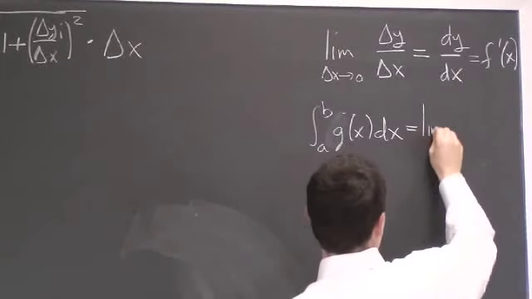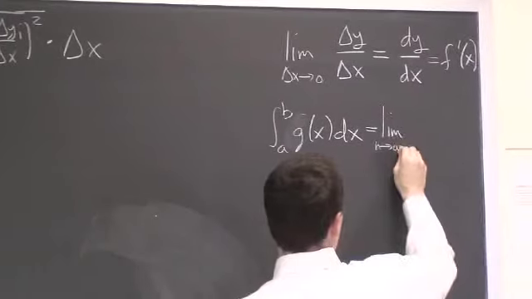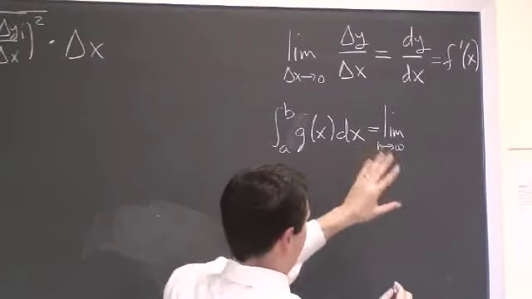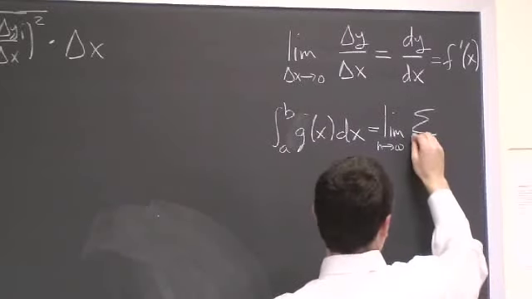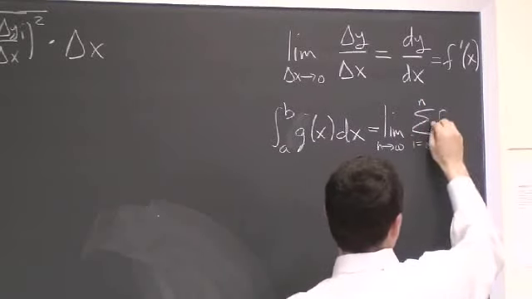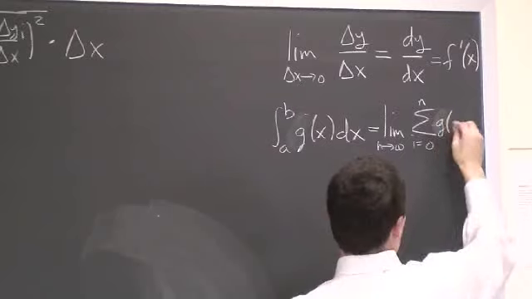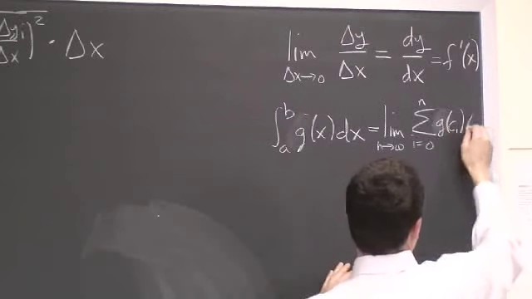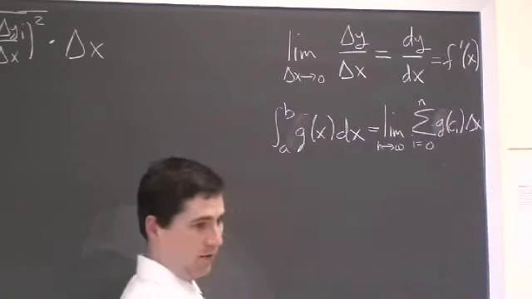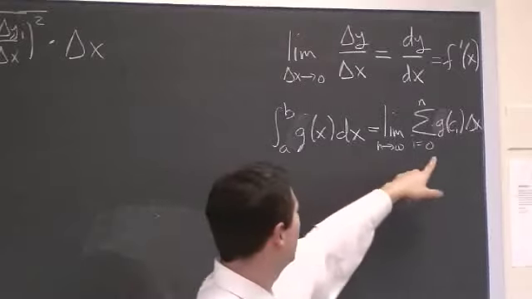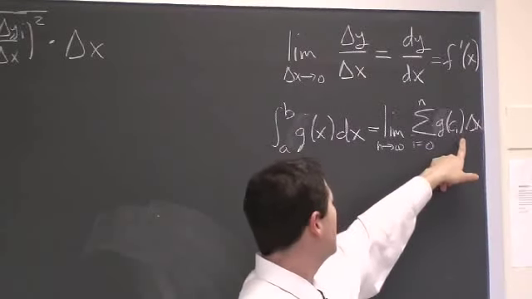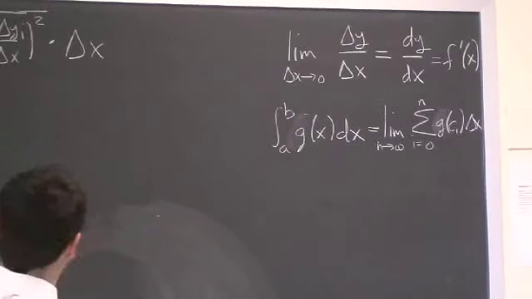This was, by definition, the limit as n went to infinity. We also said something about delta x, but we'll make the simplifying assumption here. Of a sum, i equals 0 to n, of g at some points that you looked at, times delta x. That was our definition. You can look it up in your notes. This is how we define the integral of g of x. Well, we have the exact same format here.